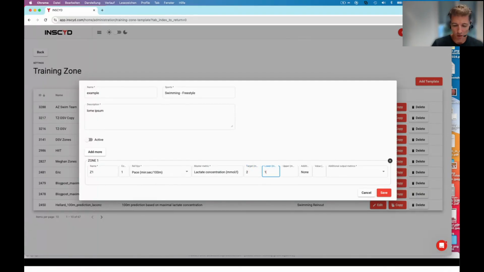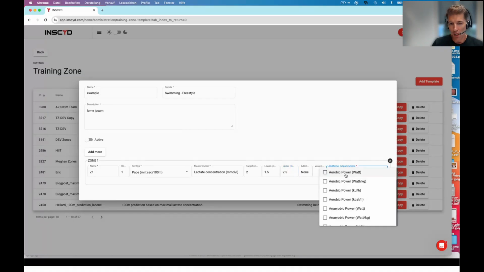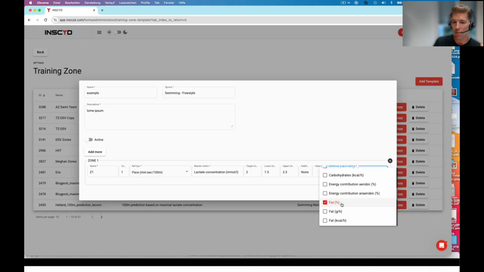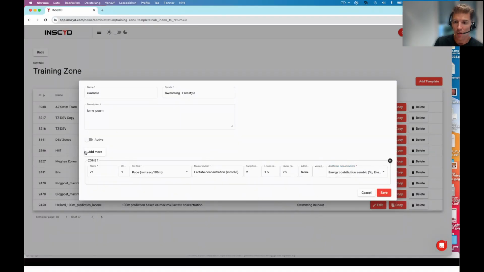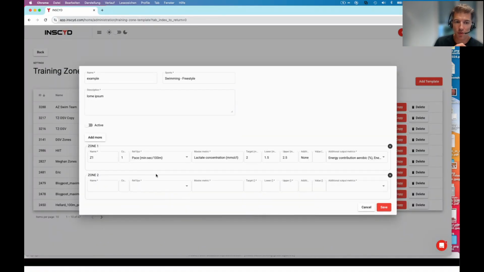You can say the lower one, let's say, is 1.5, and the upper one is 2.5, whatever. Now, you can also say, I want to know what's actually going on. So if the swimmer swims at 2 millimoles, I want to understand how much fat they burn. What is the aerobic, anaerobic energy contribution? How much of the VO₂max or VLamax are they utilizing? Just what we looked at, right? So you can set this up. Let me give you a more specific one.